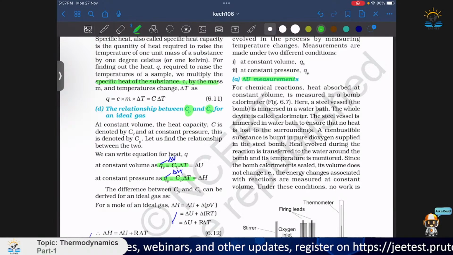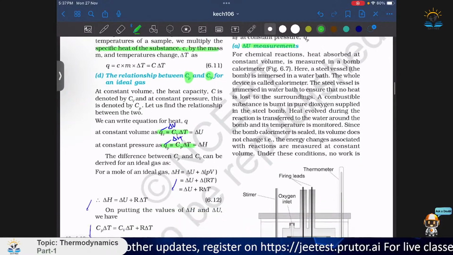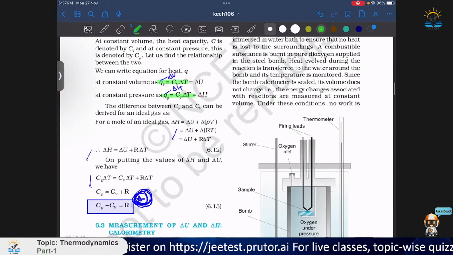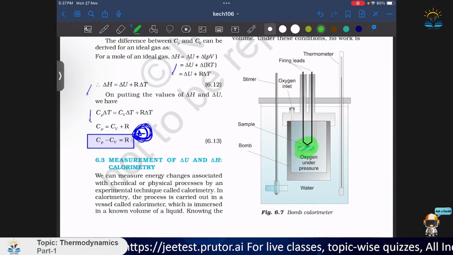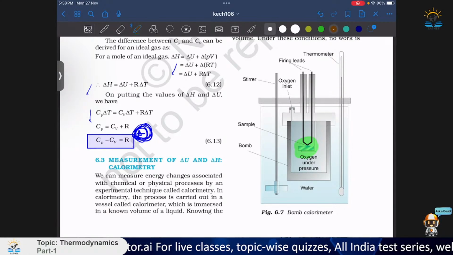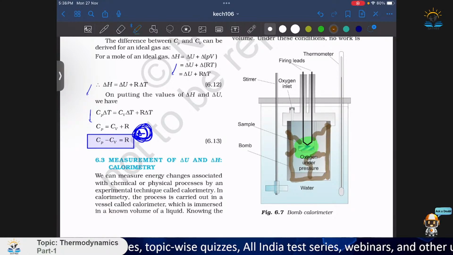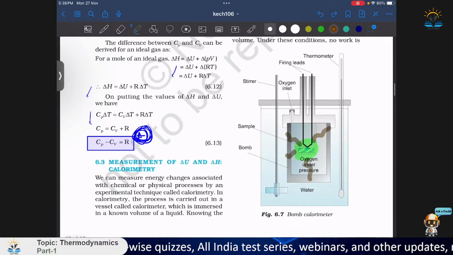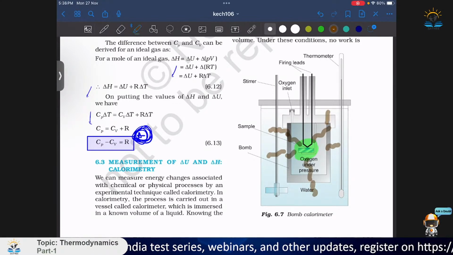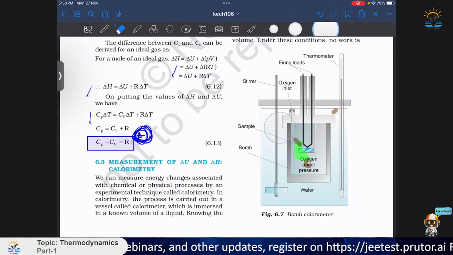Heat absorbed at constant volume is measured in a bomb calorimeter. A steel vessel is immersed in a water bath. The whole device is called a calorimeter. The steel vessel is immersed in a water bath to ensure that no heat is lost to the surroundings. Whatever reaction you are doing here, which I have underlined in green, will release some amount of heat. This heat will get transmitted first to the steel box, and from the steel box to the water surrounding it. So the water will heat up.